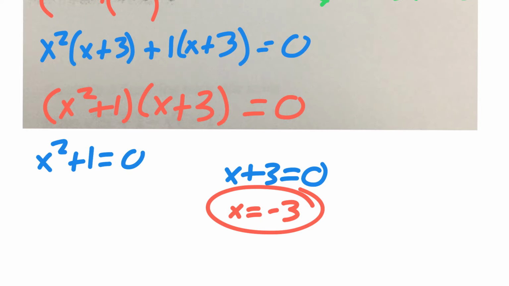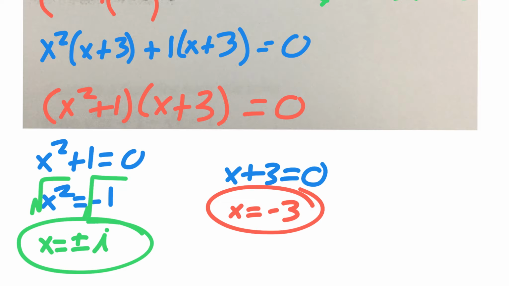So when I solve over here, this gives me x squared is equal to -1. Then I take a square root, and that's going to give me x equals plus or minus i, because the square root of -1 is i. And remember, when you choose to take a square root, you must always account for the plus or minus.